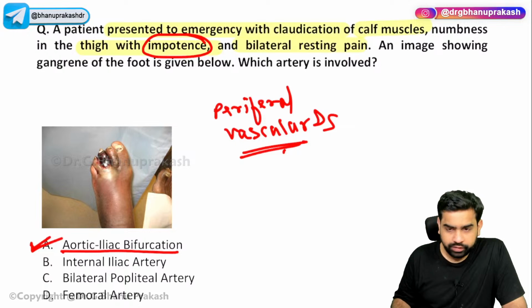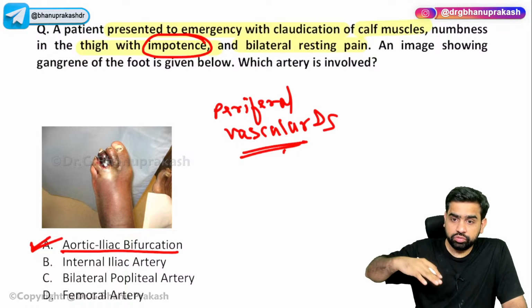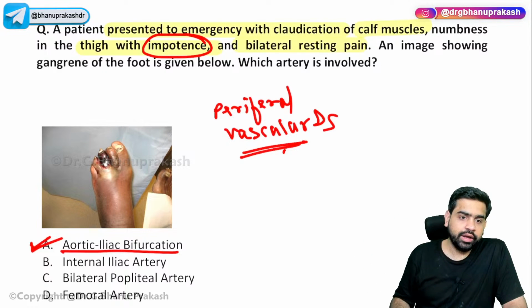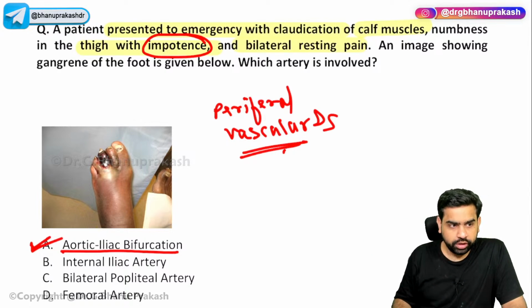Yes, Leriche syndrome. Okay, very nice. I hope you have understood this point. So the involvement is quite above. Iliac vessels are involved, and that is your aortoiliac bifurcation. I hope you're able to understand Leriche syndrome.